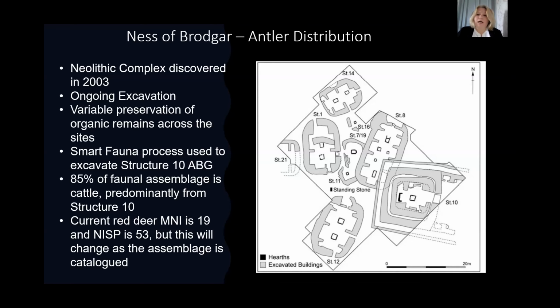So as I said before, a smart fauna process was used to excavate structure 10, which you can see to the right of the picture there. It's huge, this really large, walled structure. 85% of the faunal assemblage from the whole of the Ness of Brodgar has come predominantly out of structure 10. So this tells you just how many bones were coming out of this one building. Currently the red deer MNI is 19 for the whole site, and the NISP is 53. The MNI for structure 10 is 3. And as I said, this will change as the assemblage is catalogued.